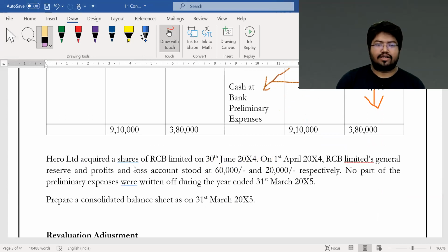Hero Limited acquired shares of RCB on 30th June 24. On 1st April 24, RCB Limited's general reserve and P&L account stood at 60,000 and 20,000 respectively. No part of preliminary expenses were written off during the year ended 31st March 25. Prepare CBS as on 31st March 25.